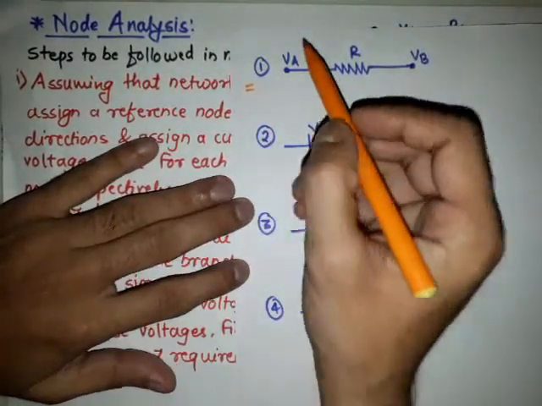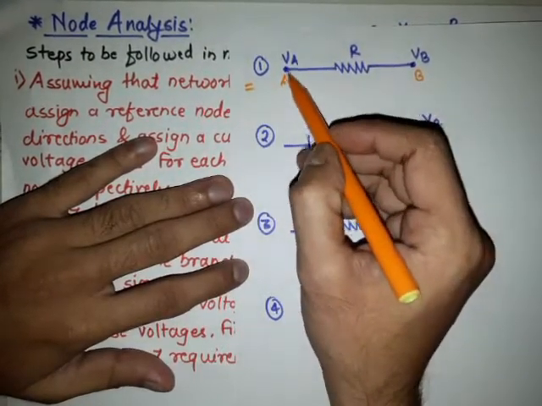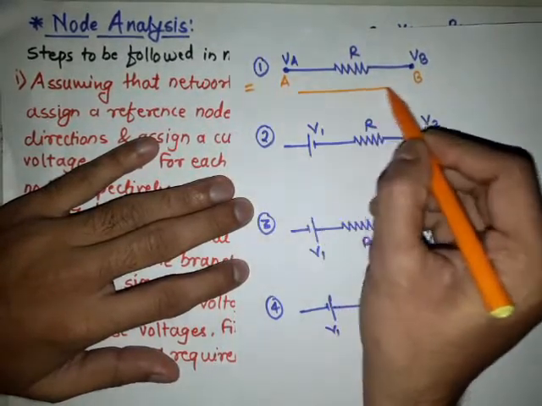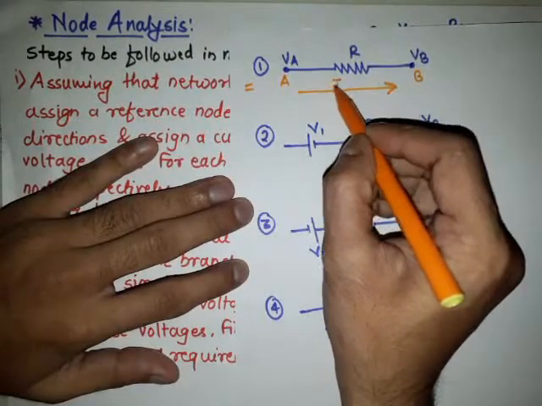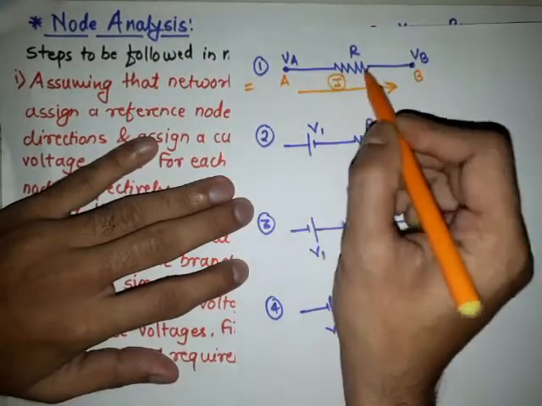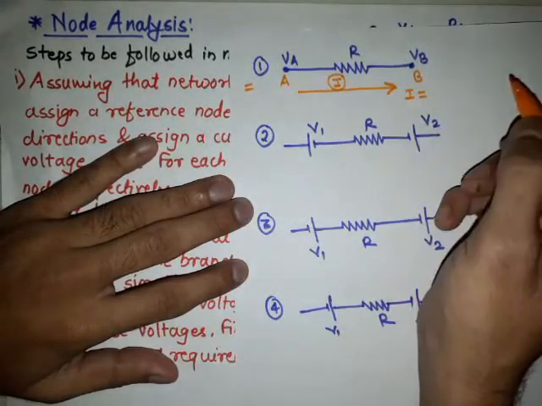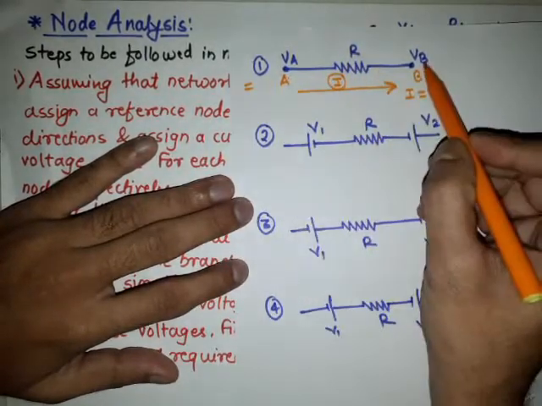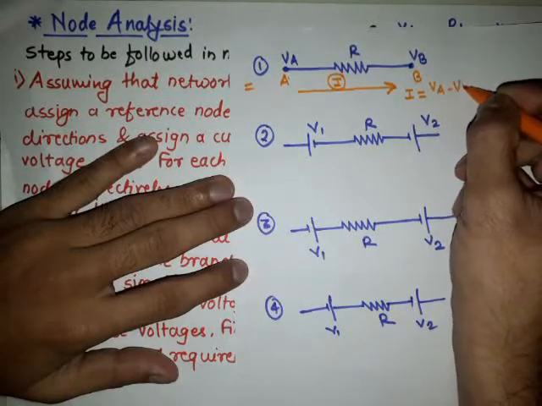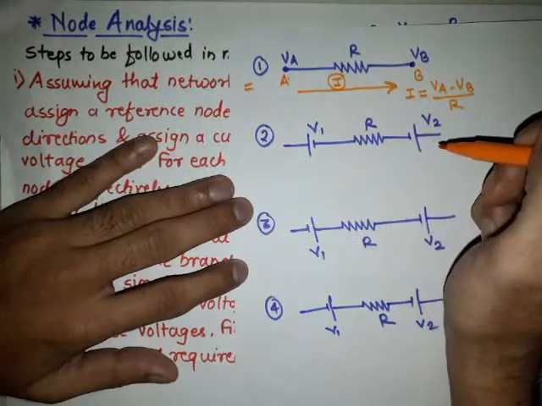If we are considering this node is A and this node is B, and the voltage at node A is VA and the voltage at node B is VB, and current flowing like this from the node A to node B, and I am considering it is I, then we have to find this current which is flowing through the resistor R. In that case, we are considering simply I is equal to initial voltage minus final voltage divided by the resistor. So simply it is VA minus VB divided by R. This is the current flowing through the branch.